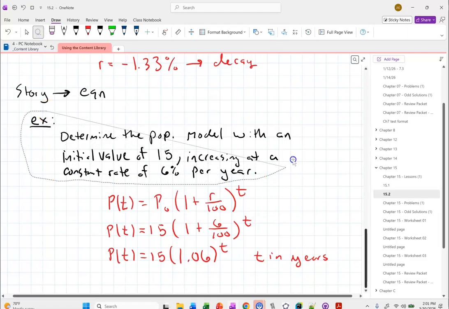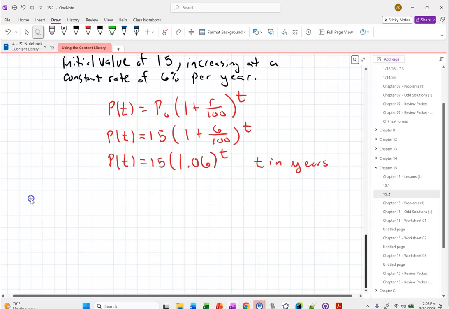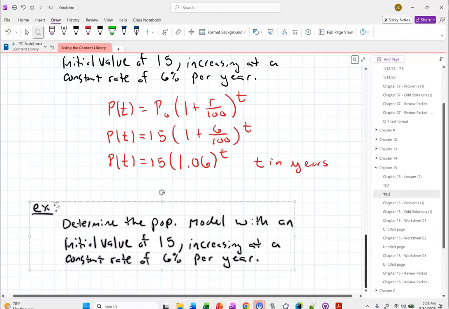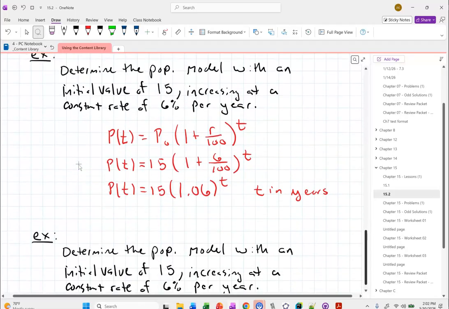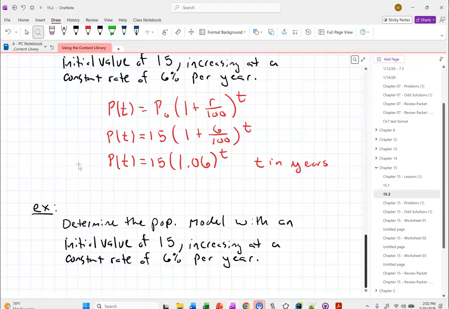Hannah, what's up? I'm sorry if this is a stupid question. Can you show me how you just did the math? Because you went from 1 plus 6 over 100 to 1.06. So I divided 6 by 100 and I got 0.06. Then I added 1 to that to get 1.06.